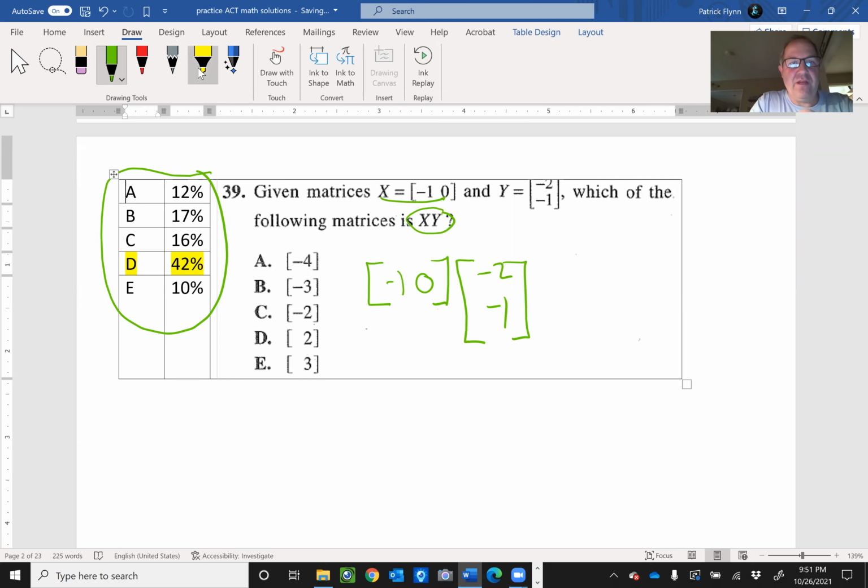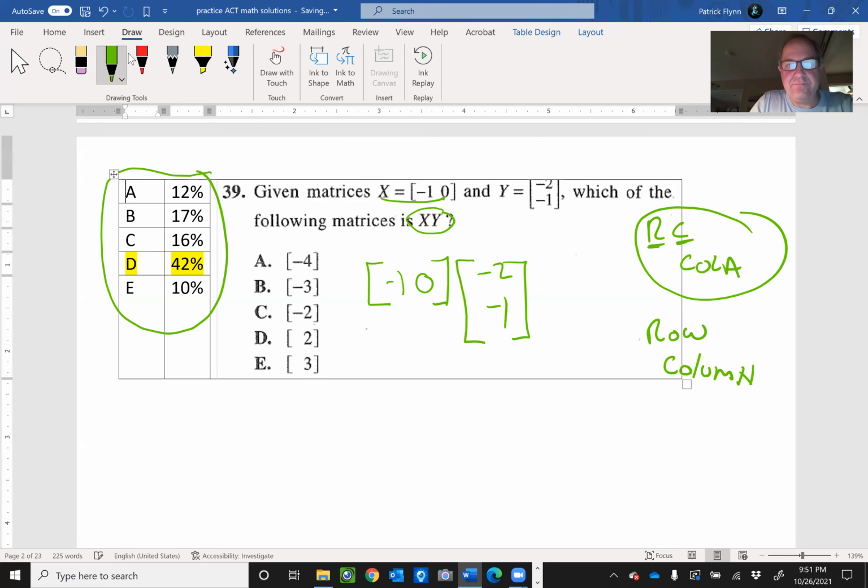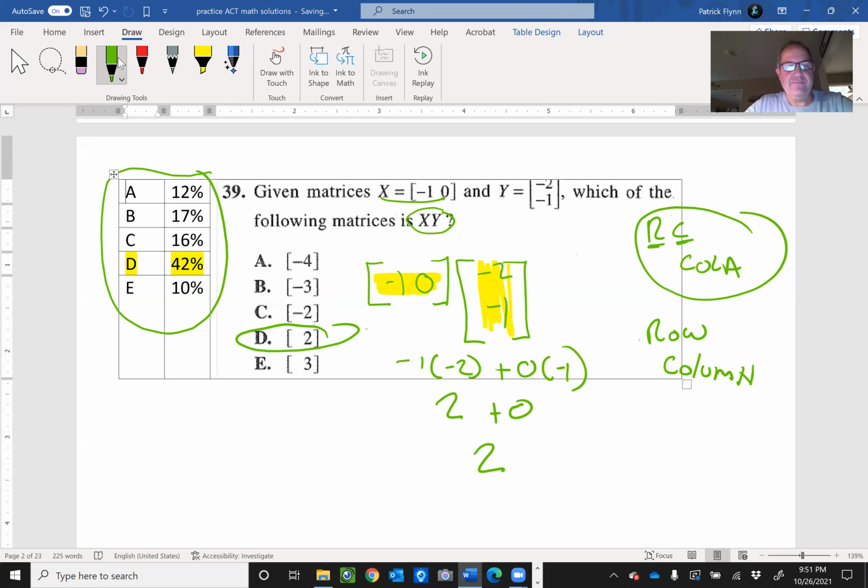Now, whenever we multiply matrices, I always think of RC Cola. Pretty good drink if you've ever seen it. I like it because RC stands for row and column. So in other words, when I multiply things, I take the first row times the first column. So that would be -1 times -2 plus 0 times -1. So that'd be 2 plus 0, which is a 2. There's our answer. Not too bad.